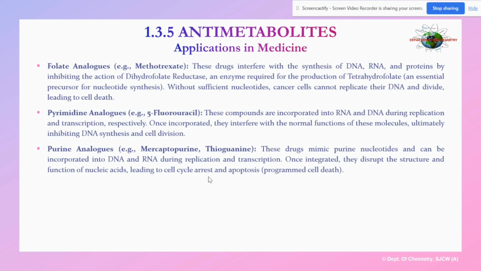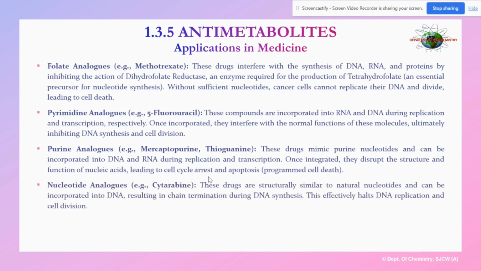These drugs mimic purine nucleotides and can be incorporated into DNA and RNA during replication and transcription. Once integrated, they disrupt the structure and function of nucleic acids, leading to cell cycle arrest and apoptosis, programmed cell death. So, you program the death of the cell by incorporating the purine nucleotides in the DNA and RNA during replication and transcription.